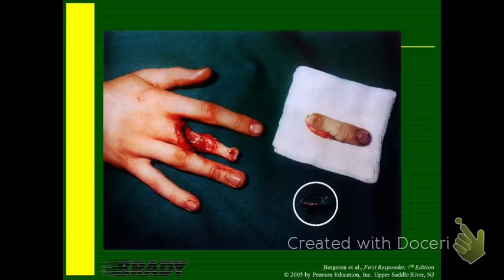Other hand, all messed up one. Remember you said you have to splint it? Same way. Just put it on a small splint board. Wrap it up, bulk it up, put it on a small splint board.